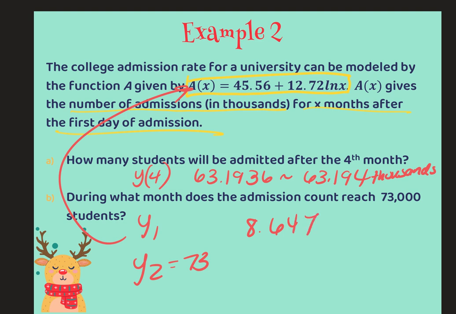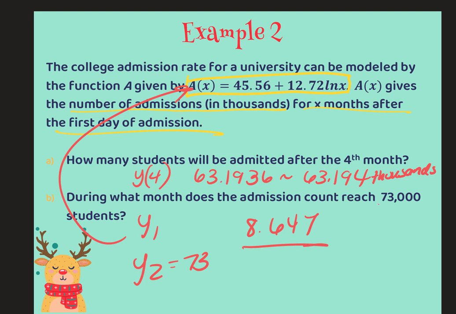What does the question say? What's the wording on it? During what month does the admission count reach? Does it tell you it starts at January? No. If it told you after a certain day, then I would give the physical name of the month. So if it said after January, then 8.6 months after January would be my answer, okay? But it doesn't, right? So we're going to say it's in blank month without a name.